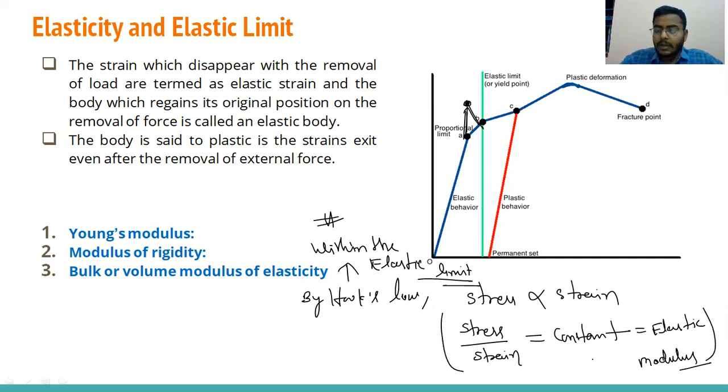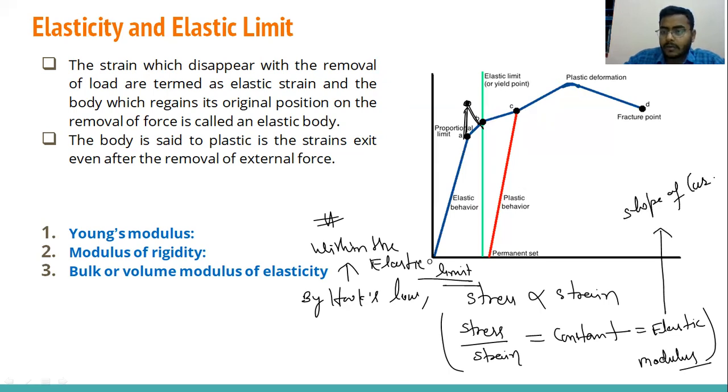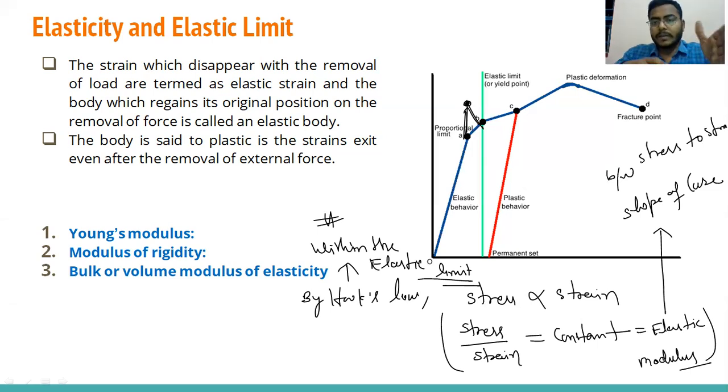Now we have the idea about the figure. If the figure is given, how can we calculate the elastic modulus? By taking the slope. You can write this is the slope of the curve. Slope of the curve between stress and strain. So if a curve is given between stress and strain, then the slope of this curve within the elastic limit we can calculate.